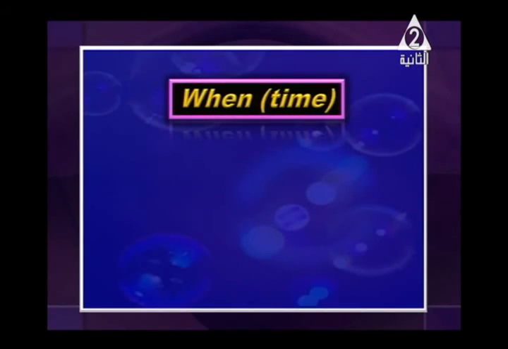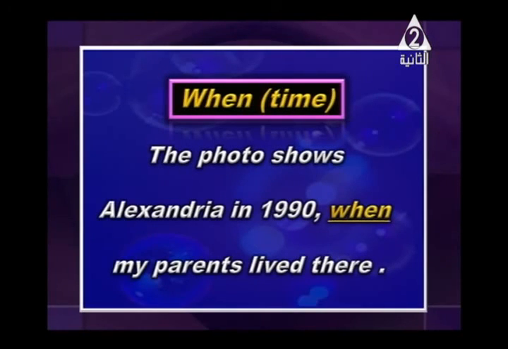Then we have when. When we have to use for, yes, great, time, as you see. The photo shows Alexandria in 1990 when my parents lived there. So here I'm talking about what? The main thing, yes, time, which is the year. So I follow it with extra information, which is when. That's why I said when here, to add extra info for you.